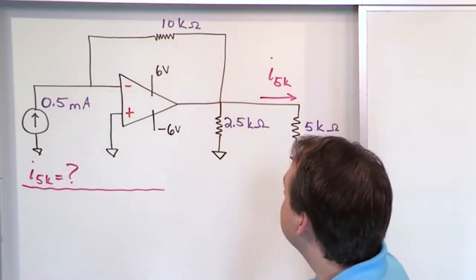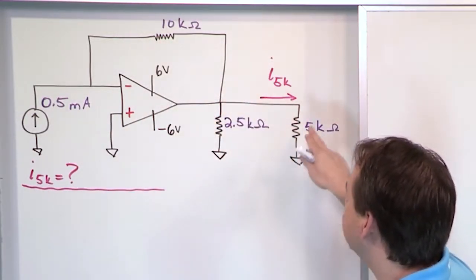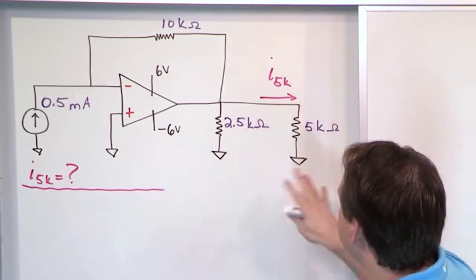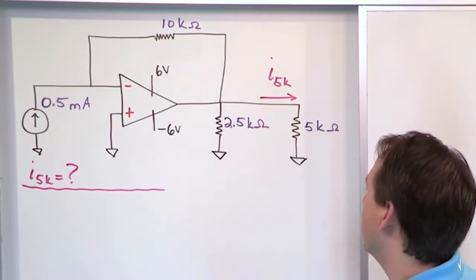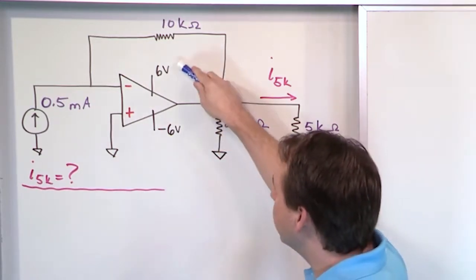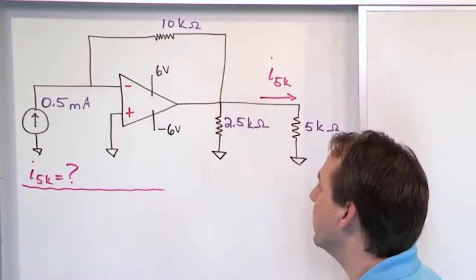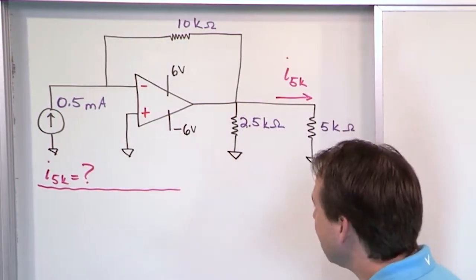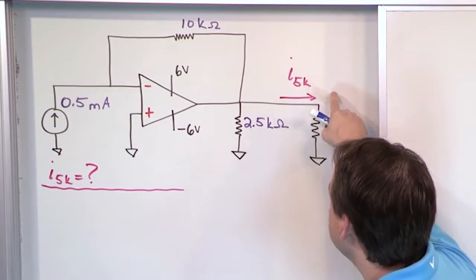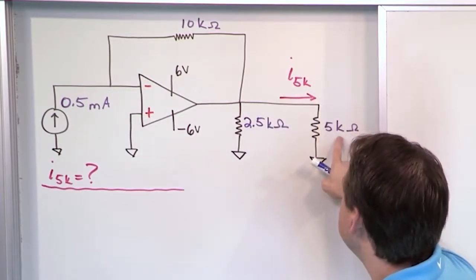We have a feedback resistance of 10 kilo ohms, and on the output side, we actually have two resistors in parallel, just to make the flavor of this a little bit different: 2.5 kilo ohms and 5 kilo ohms in parallel with each other. And of course, the power supply linear region is going to be dictated by plus or minus 6 volts in this particular problem.